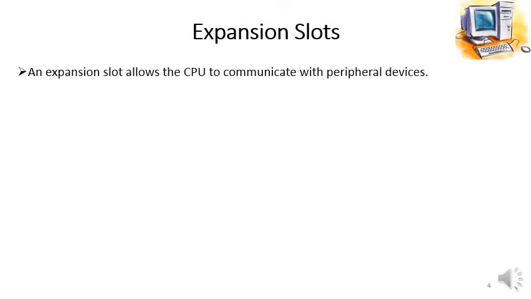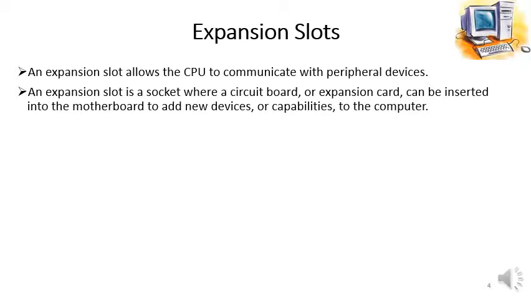Then we have expansion slots. An expansion slot allows the CPU to communicate with peripheral devices. An expansion slot is a socket where a circuit board or expansion card can be inserted into the motherboard to add new devices or capabilities to the computer. I believe that all of you are well aware of all these terms, ports, expansion slots, expansion cards, but this is just to repeat things. Mostly computers have 4 to 8 expansion slots.